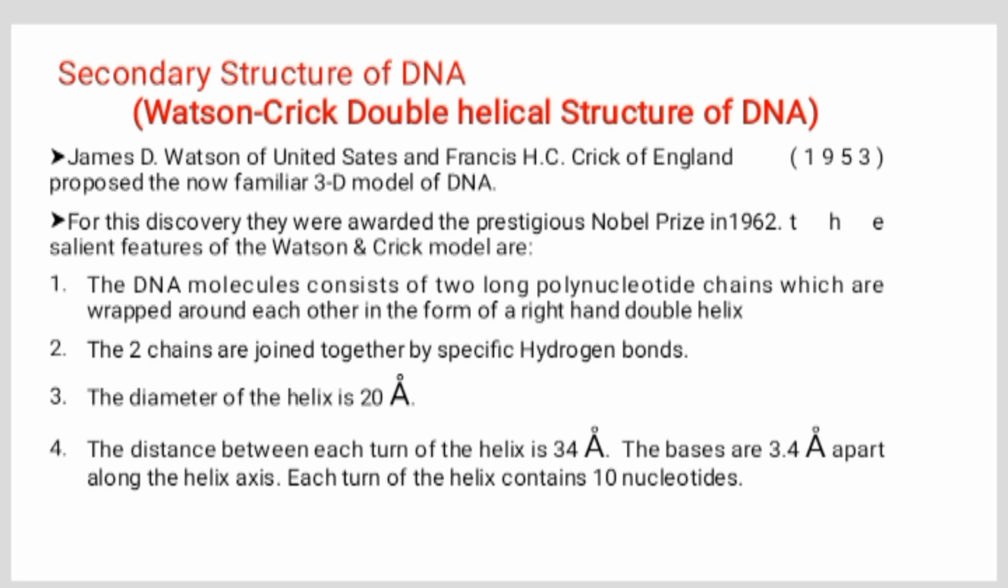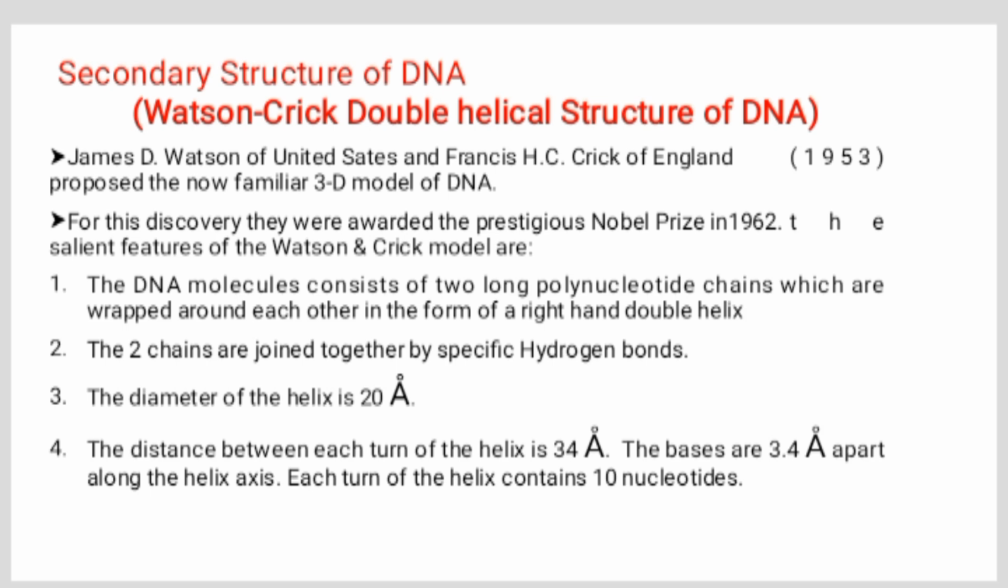Watson and Crick model of DNA, or Watson and Crick double helical structure of DNA. James D. Watson of the United States and Francis H. C. Crick of England in 1953 proposed the now familiar 3D model of DNA. For this discovery, they were awarded the prestigious Nobel Prize in 1962. Some of the salient features of the Watson and Crick model of DNA.